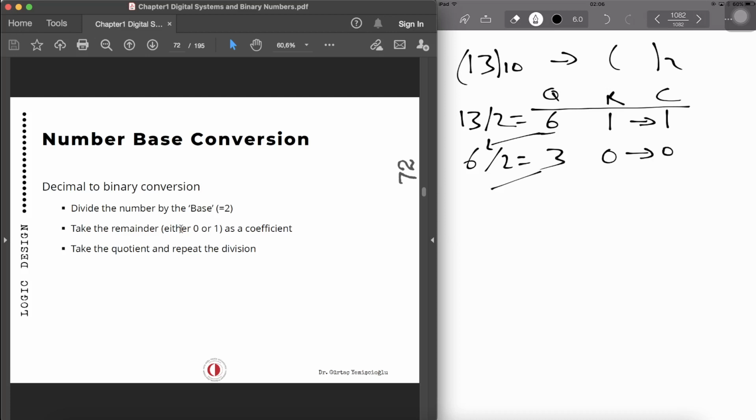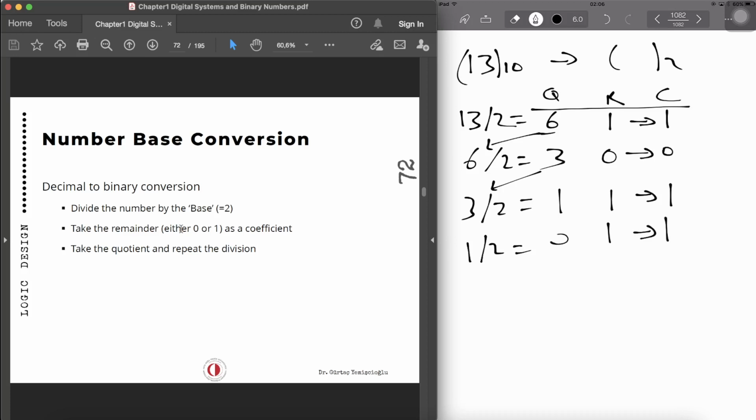Then 3 comes down, divided by 2. Then it's going to be 1. Remainder, it's also 1. So that means coefficient is also 1. Then 1 divided by 2. Quotient is 0. Remainder is going to be 1. And then this is going to be 1 as well.